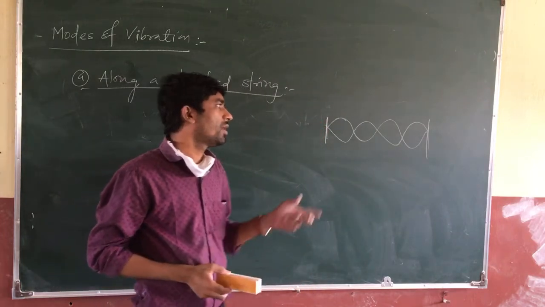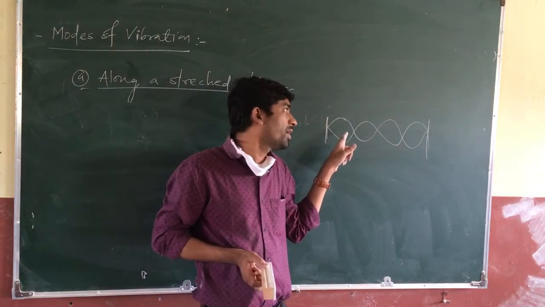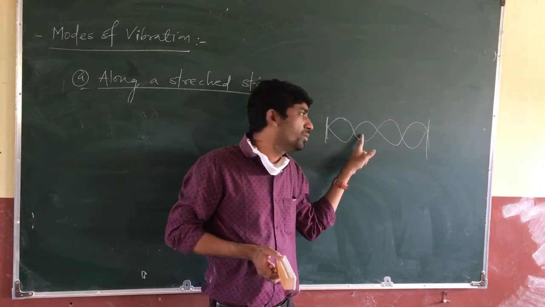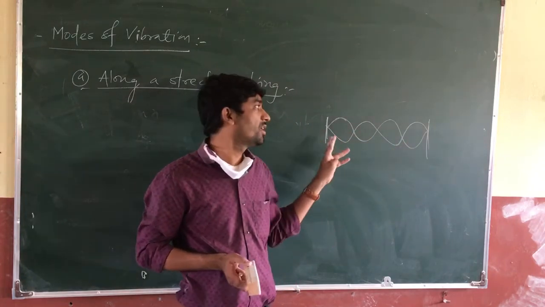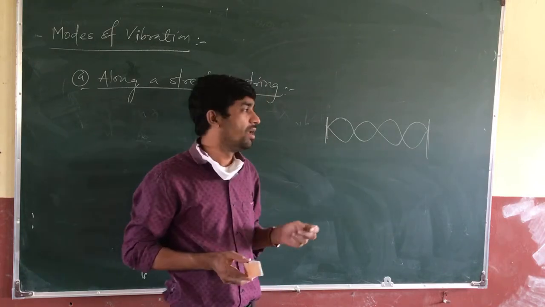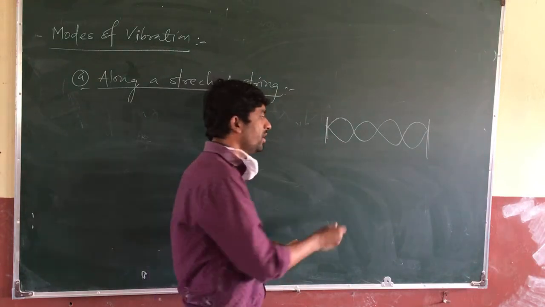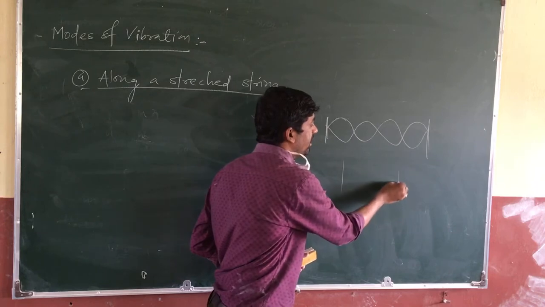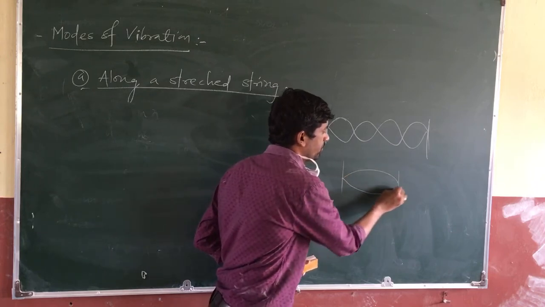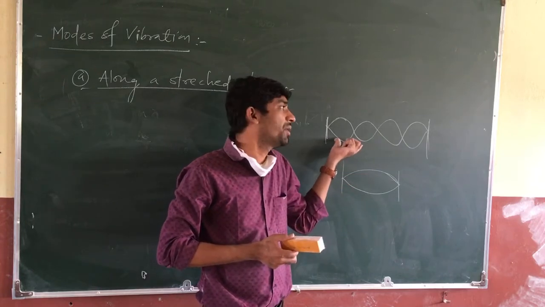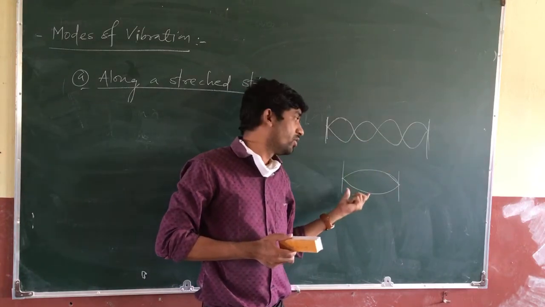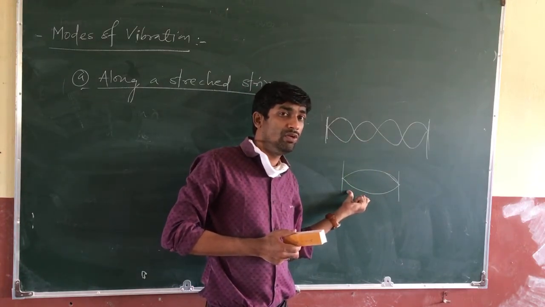So how many modes of vibration are there? 1, 2, 3, 4. Four modes are produced. So what is the minimum condition? The minimum condition is that there should be one loop. This will be the one loop. Here, how many loops are produced? 4. So what is the minimum number of loops that can come? 1 loop can come.